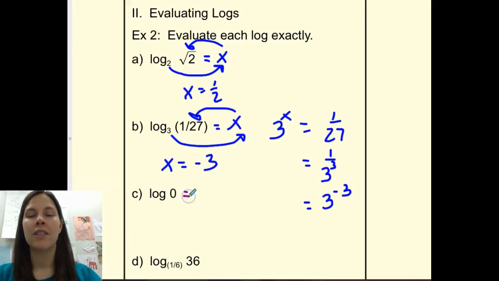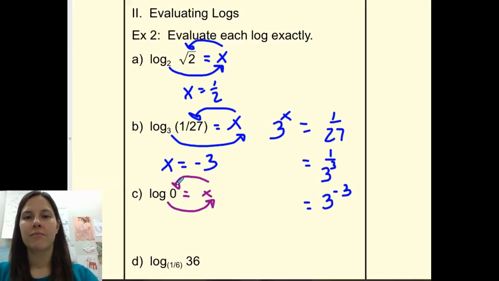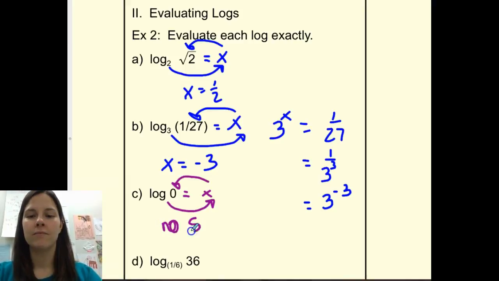Part C, we have the common log of 0, which is log base 10. So it says 10 to what power equals 0? If you remember from graphing our exponential functions, we had an asymptote at y equals 0. We could never get an answer of 0 from an exponential function. Therefore, you can't take the log of 0. This one is no solution.